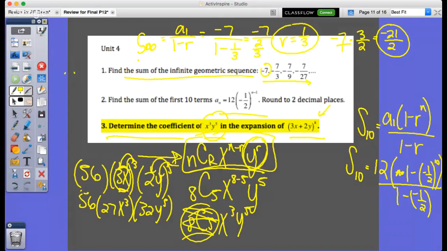Okay. Cool. You just go here, 56 times 27 times 32, enter, and there you are, 48,384. That would be it there. Cool. X to the third, y to the fifth. Yeah, exactly. Good. X to the third, y to the fifth. Does that make sense?